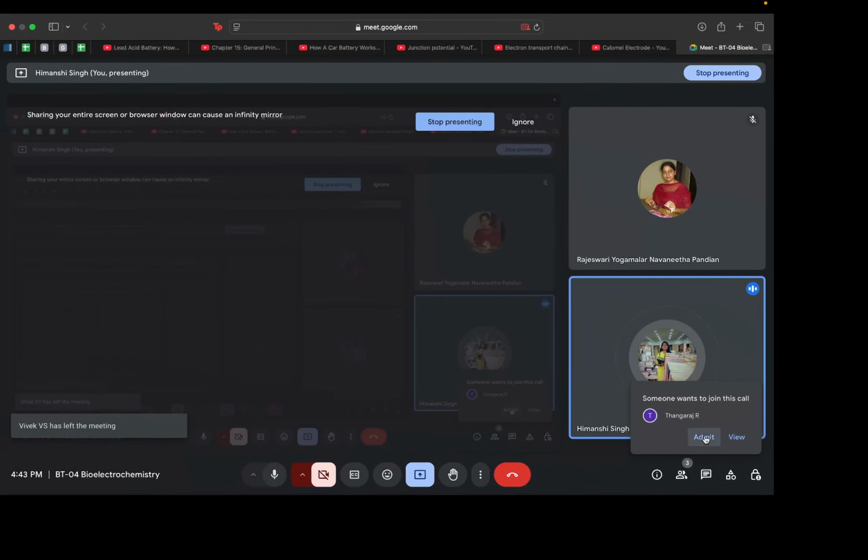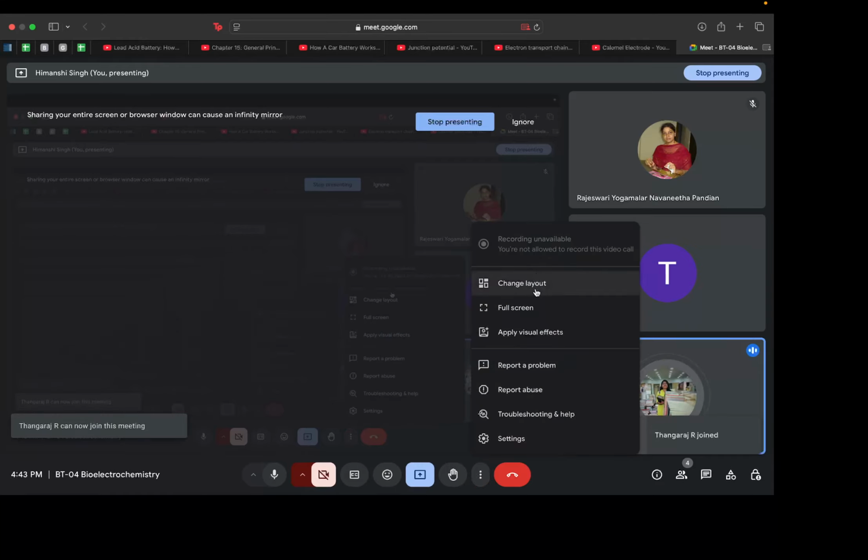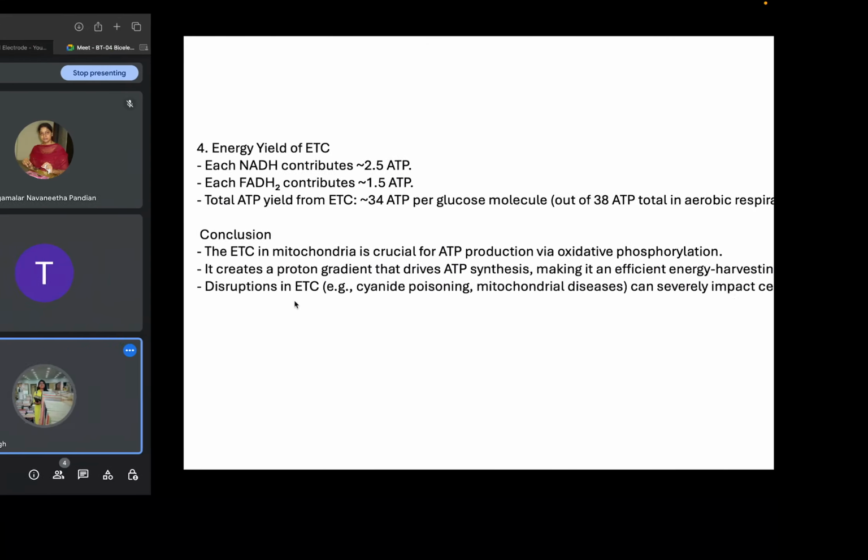Now we'll begin with our, okay, how to do this. How can I let participants finish automatically? Okay, we'll figure it out later.